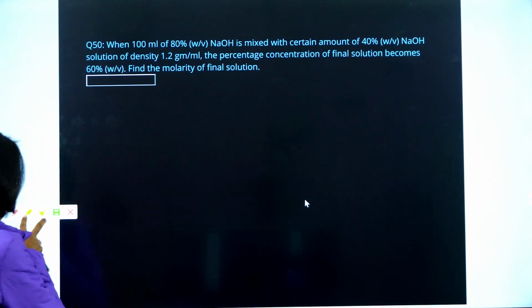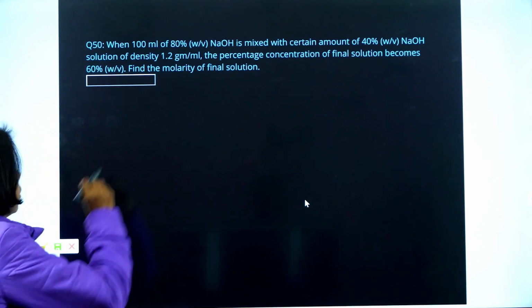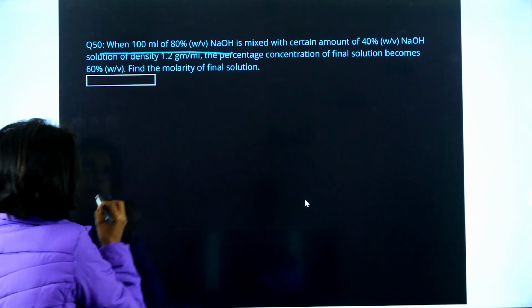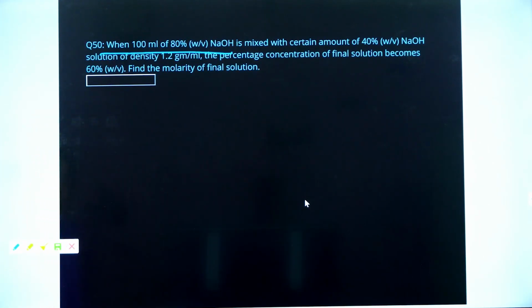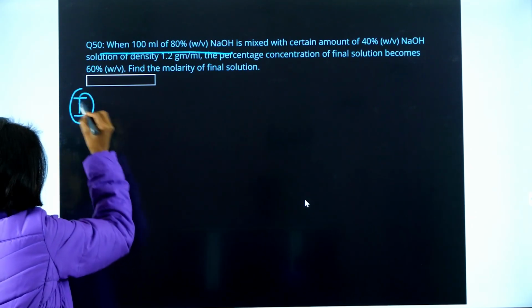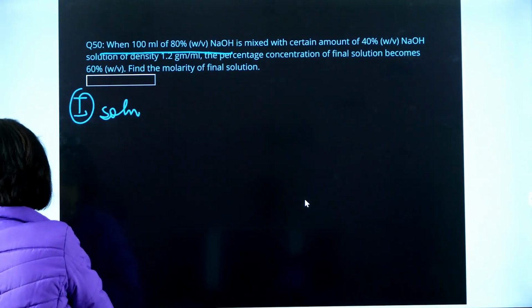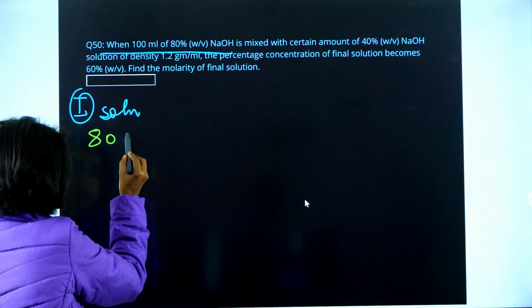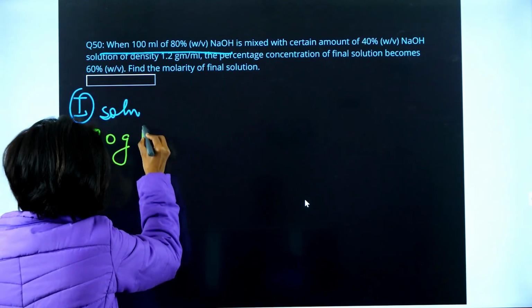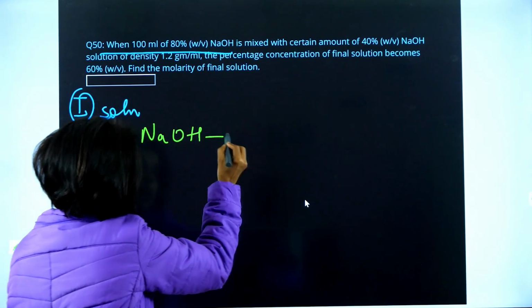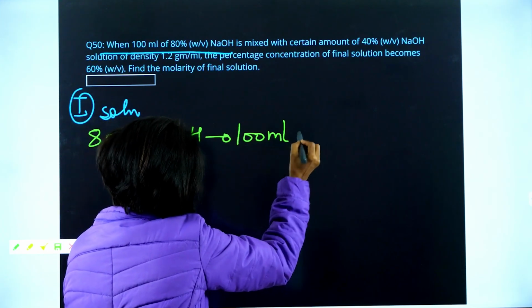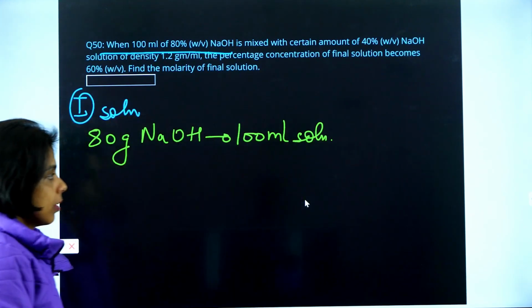Now, in 100 ml of 80%, that means 80% weight by volume. That means in the first solution, solution 1, 80 gram NaOH is present in 100 ml of the solution, right? Because it is 80% W by V.